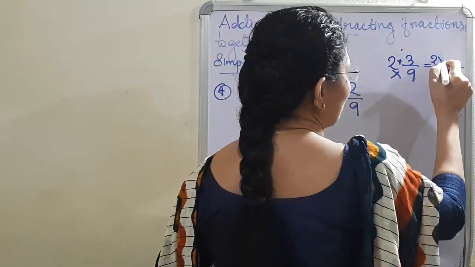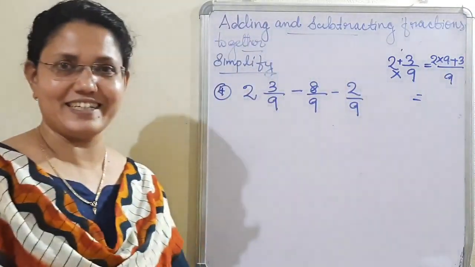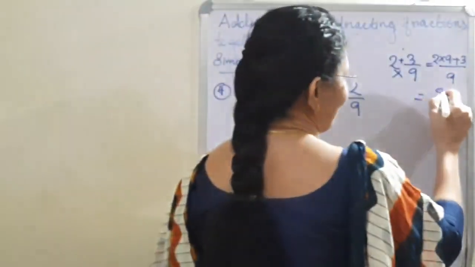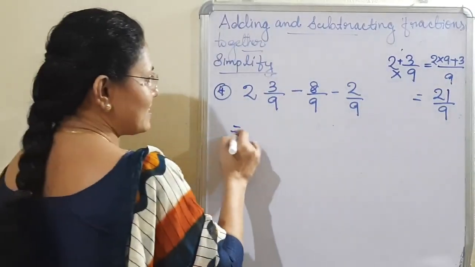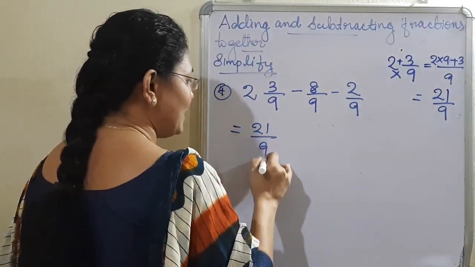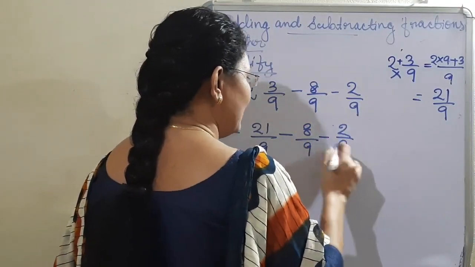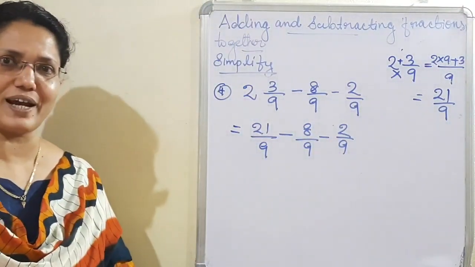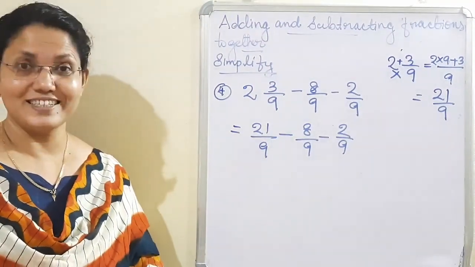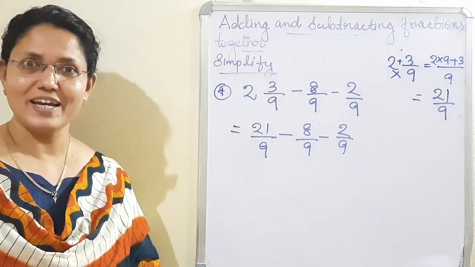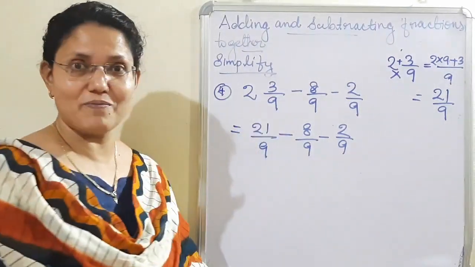Now 2 into 9 plus 3. What is 2 nines? 18. 18 plus 3? 21. 21 by 9. Okay. Now how do we write this? 21 by 9 minus 8 by 9 minus 2 by 9. Two fractions we have to subtract. What do we have to do in this question? Yes, we should find its sum. That sum we should subtract from 21 by 9.